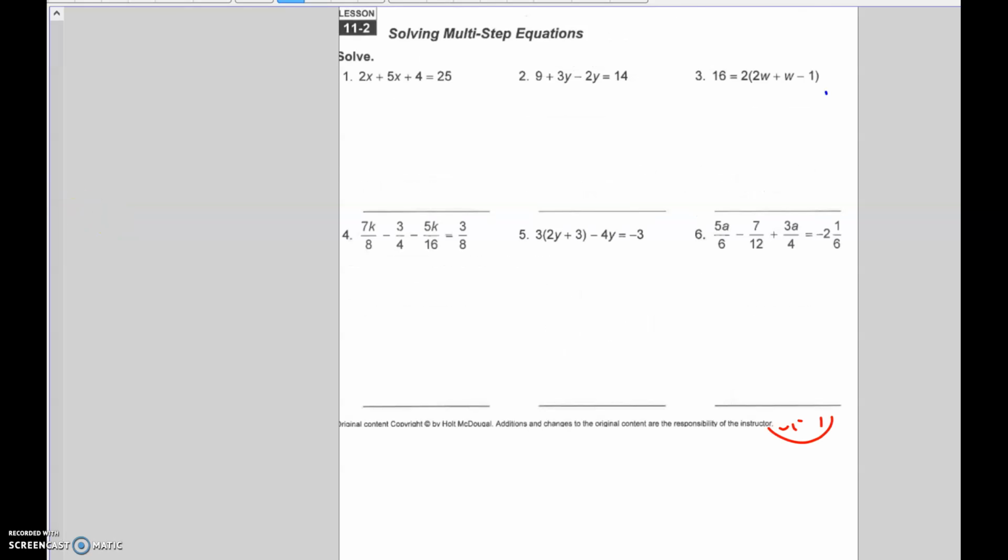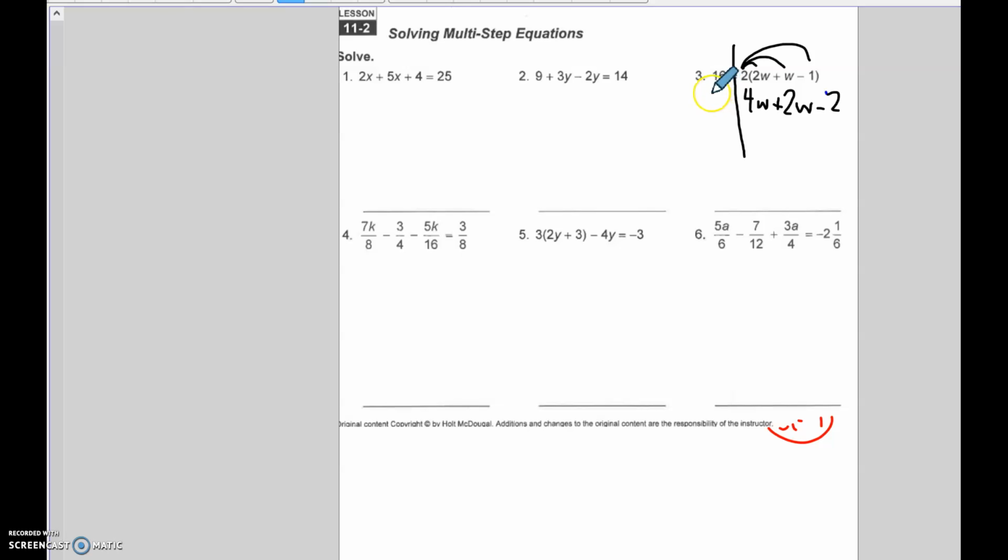All right, next section was 11.2, and this was solving multi-step equations. Let's do one with parentheses here, and then we'll do one with a fraction. Okay, so here I have my equation, number 3 here. What I need to do first is get rid of these parentheses by doing the distributive property. 2 times 2w is 4w. 2 times positive w is just positive 2w. And 2 times negative 1 or minus 1 would be negative 2 or minus 2.